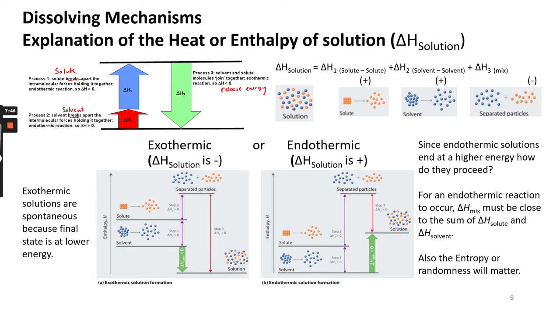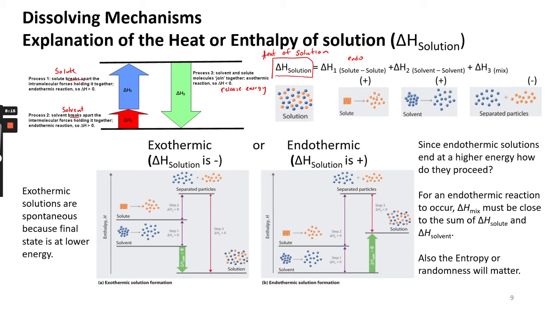That's not always the case, okay? But by adding up these arrows, we get what we call our heat of solution, or you could call it enthalpy of solution. So again, we have our delta H1, which is the separating of our solutes, and that is positive because we need to break them apart. So here's our solute. We need to separate it. We need to put energy in. Positive, endothermic.